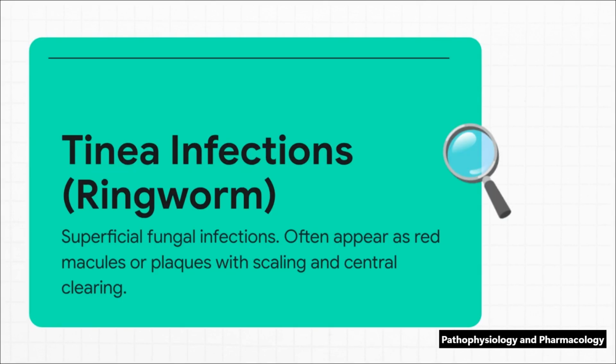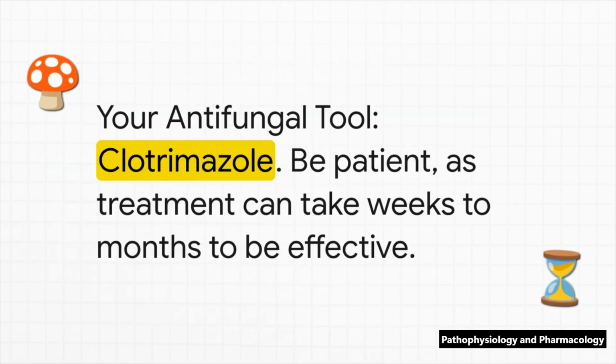Okay, let's switch from bacteria to a totally different kind of invader, fungus. Tinea infections, which you've probably heard of as ringworm, look very different. You get that classic red, scaly border with a clearing in the middle. That's your big signal that you're dealing with a fungus. And your tool for this is clotrimazole, a really potent topical antifungal. But here's the thing. The most crucial part of this slide isn't just the drug, it's the timeline. You have to tell your patient that this is not a quick fix. Getting rid of it for good takes persistence, sometimes for weeks or even months.